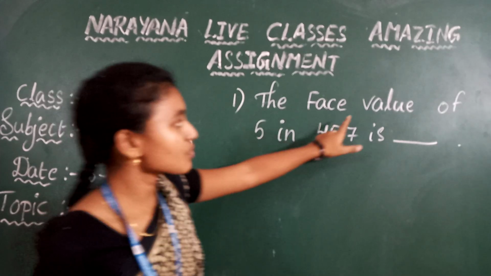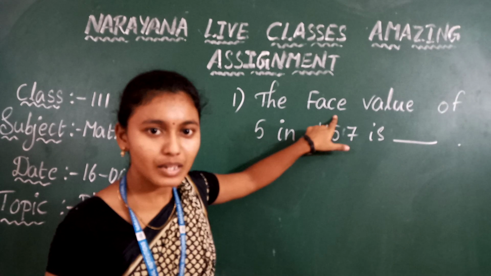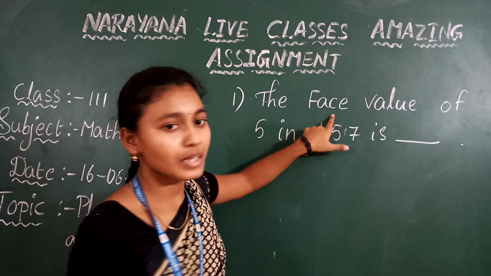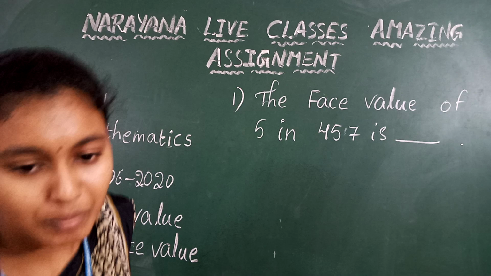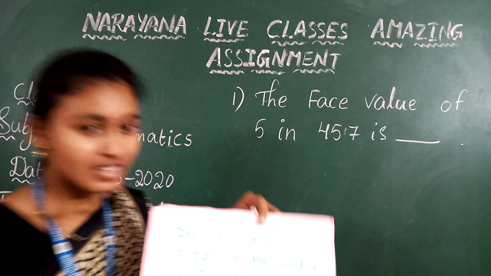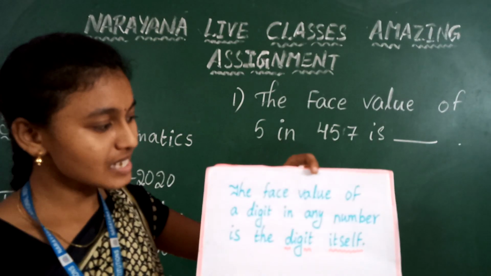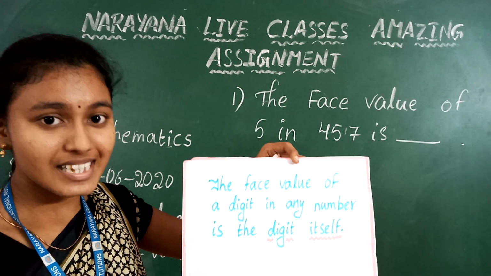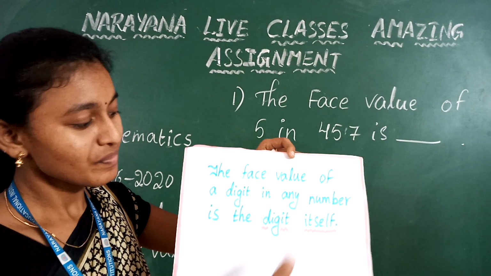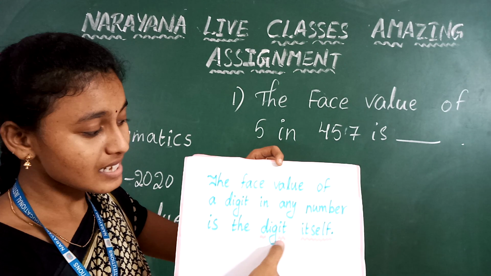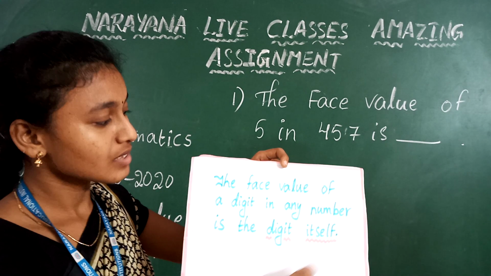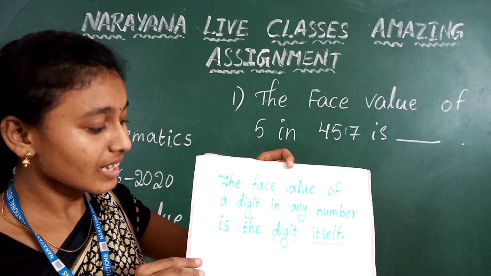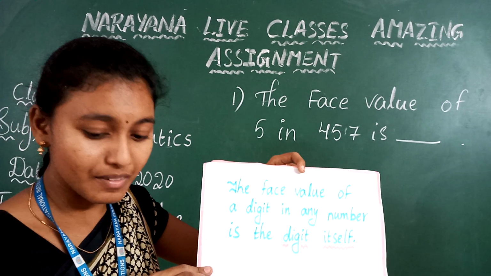So here the place value. What is the face value? Okay, I will tell you about the face value. The face value of a digit in any number is the digit itself. So here we have to concentrate on the digit itself, right? So the face value of a digit in any number is the digit itself.